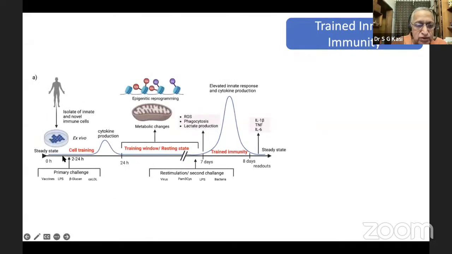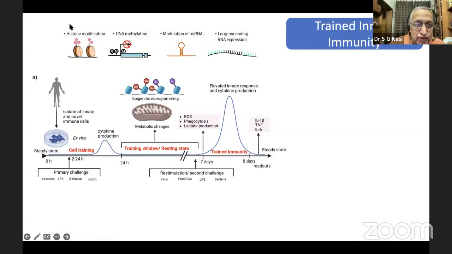Now, when a pathogen enters the body, the innate immune response comes into play and starts producing cytokines. After a variable period of time, if a second exposure occurs to the same or an unrelated pathogen, what is found is that the cytokine response is 4 to 10 times that observed in the first phase. This is surprising because we expect the response to be the same every time. And why does this happen? Because of a process called epigenetic programming.